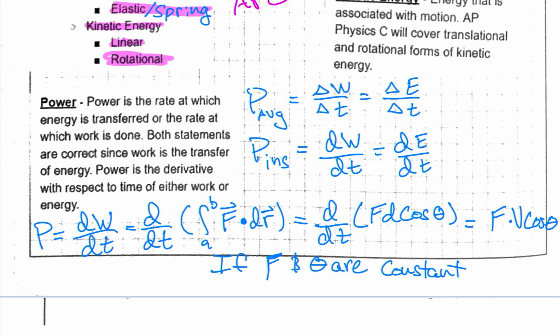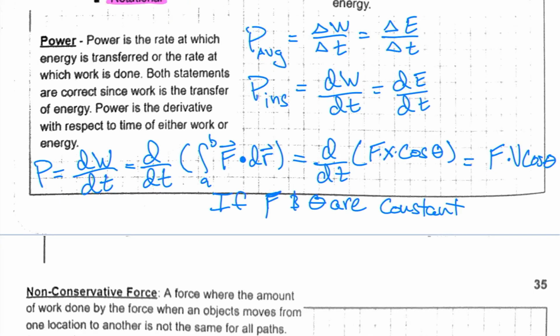If it makes this easier, you could replace that d with an x, right? Distance x, same kind of thing. That might make it a little easier for you to see that d/dt, dx/dt becomes velocity. Okay, on to the next page.